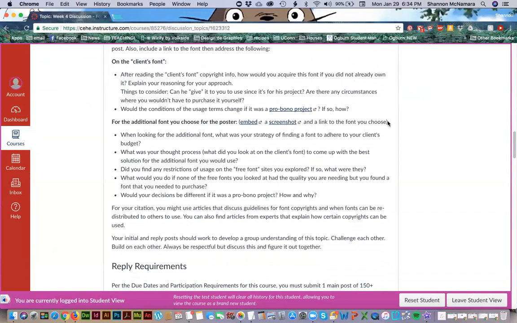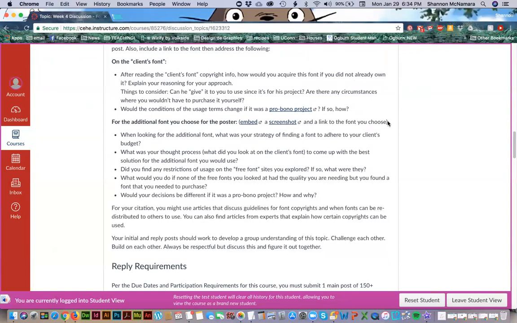When looking for the additional font, what was your strategy of finding a font to adhere to your client's budget? What was your thought process? What did you look at on the client's font to come up with the best solution for the additional font you would use? Did you find any restrictions on usage on the free font sites you explored? If so, what were they?